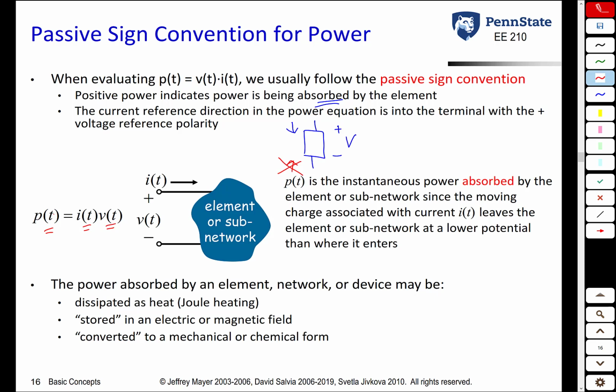So normally a battery is going to deliver power, but you could have a battery absorbing power. When it's absorbing power, basically the energy is being absorbed by the battery in a chemical form so that it can be used later on to deliver power.